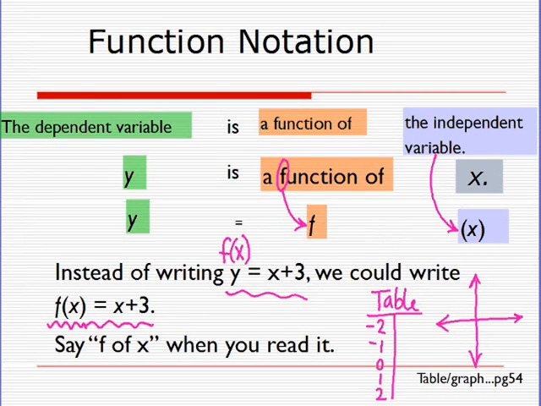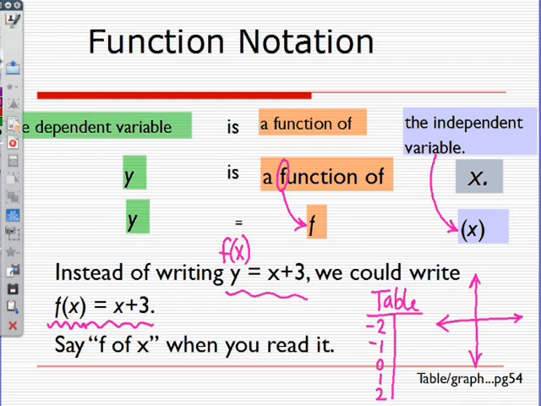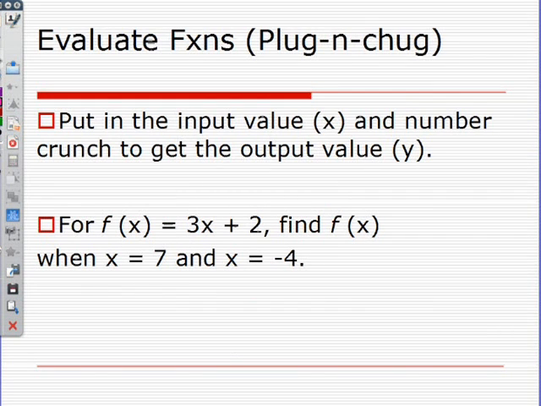And now that you're back, we're going to talk about one more thing, which is evaluating functions. And you can put this either below the vertical line test back on page 53 or below the boxes where you just were on page 54. We don't need that vertical line test thing because we already did that. When you evaluate functions, this is just plug and chug problems. You put in the input value and you number crunch, you chug to get the output value.